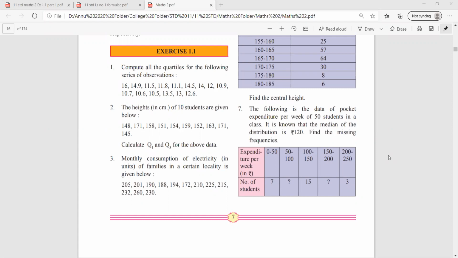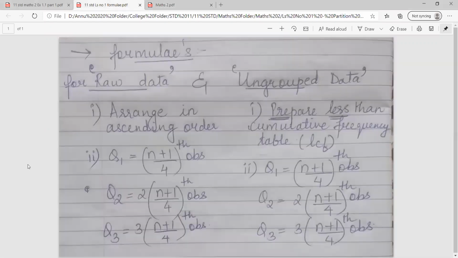I hope you all have gone through the introduction part of our first lesson, partition values. We are going to start today with exercise 1.1. Before that, there are some formulas which I think you should listen to so that you will be comfortable while solving the sums. Today we'll be focusing on sums based on raw data and ungrouped data.